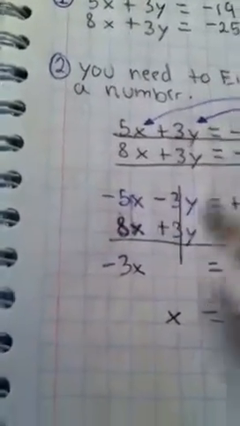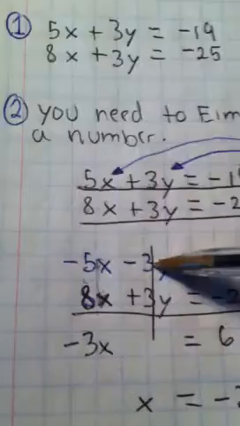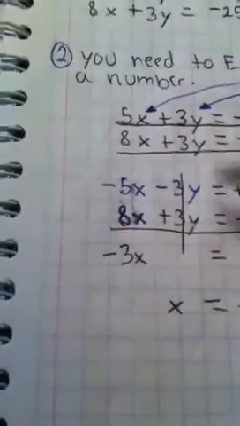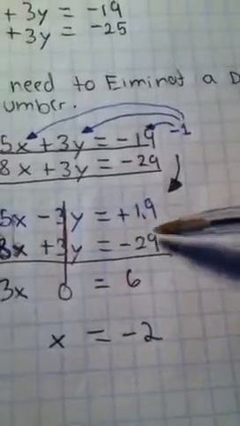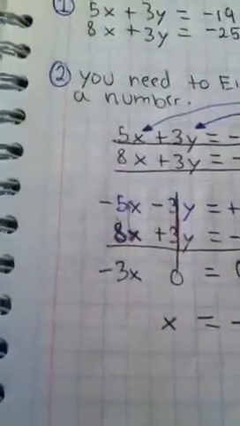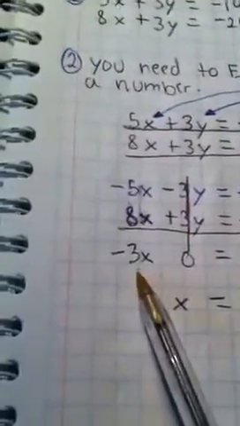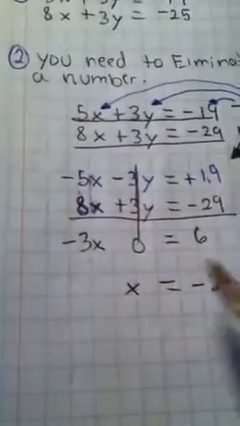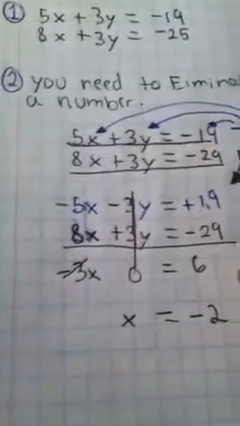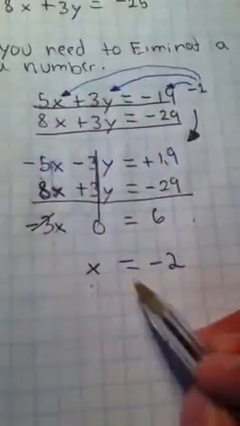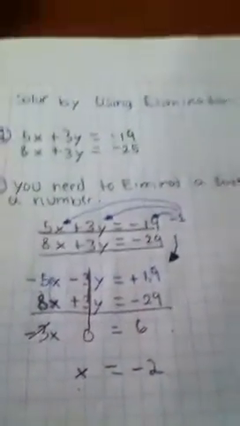And you do this, add the equations, and you will have minus 3x. You do this and you will have 0, and you do this and you will have 6, and you only need to leave alone the x. When you leave alone the x, you will have x equal to minus 2, and that's it.